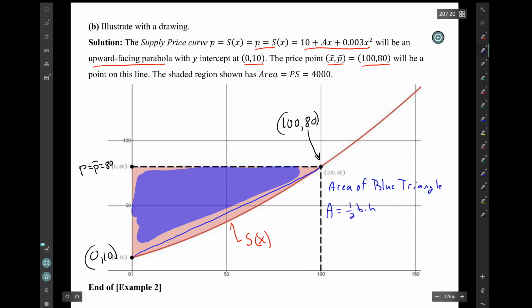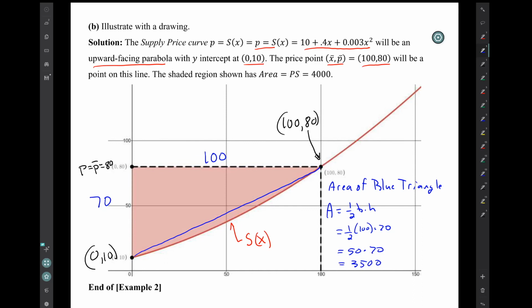Well, the base of this triangle is 100, and the height is 70. So notice the area of that blue triangle is 3,500, which is not too far off of the actual area of that red region, which is 4,000. Well, that's the end of that example.